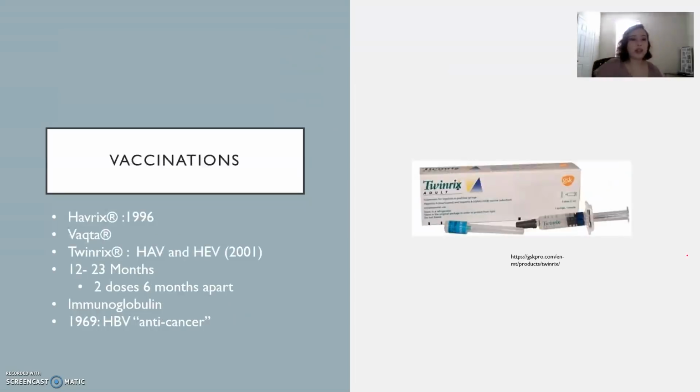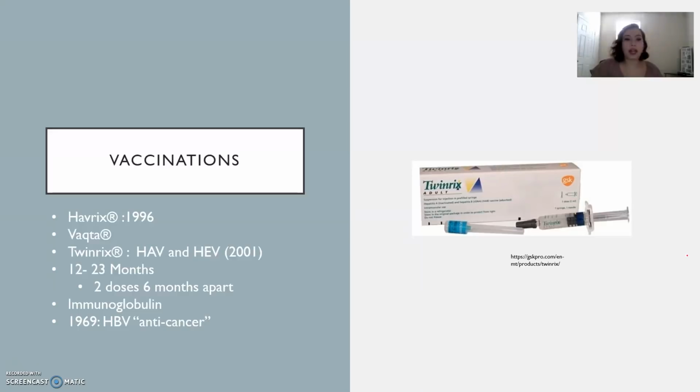So there are vaccinations. Vaccinations did start in 1969 with the discovery of hepatitis B. It was considered anti-cancer because it actually helped prevent some liver cancer, because without that immunocompromise from hepatitis, you had a lowering of your chances of getting cancer. If you are exposed to hepatitis, you just get more immunoglobulins to help you out.